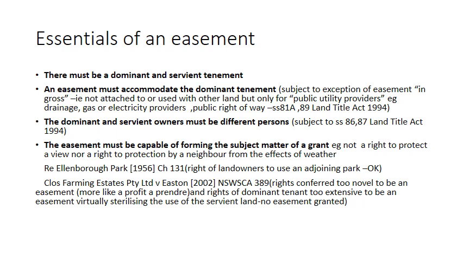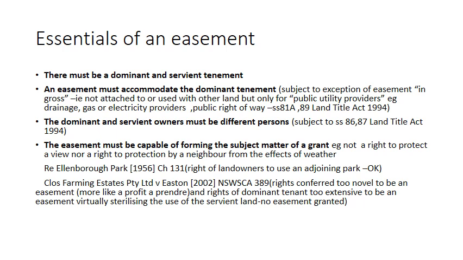The other thing coming out of this is that the dominant and servient tenements need not be contiguous or adjoining, although I've mentioned that that's the most common form of easement, but must be close enough to each other for the right claimed over the servient tenement to accommodate the dominant tenement in fact. So they must be close enough so that the benefit of the easement benefits the particular land which becomes the dominant tenement.